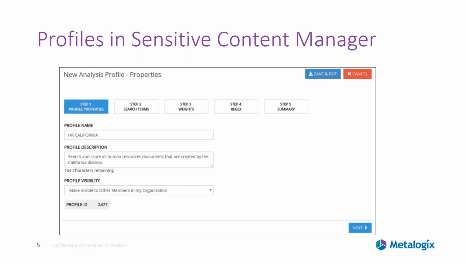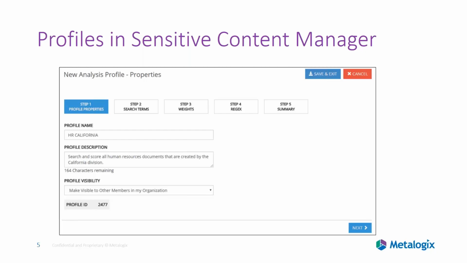So before we move on, let me just explain what a profile is. A profile is a collection of search and analysis guidelines for content. Each profile is made up of, like the steps you can see in the top there, search terms, weights, file thresholds, and regular expressions, or regex. Sensitive Content Manager comes with several profiles out of the box, as I said before, and the file analysis criteria for the individual client organization obviously may be different than the standard profiles that are available.